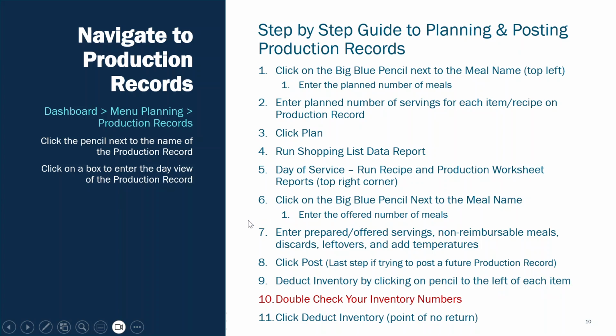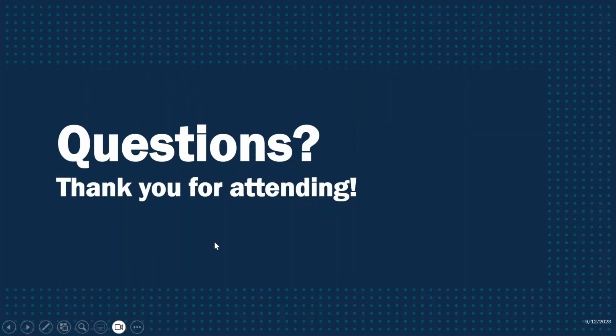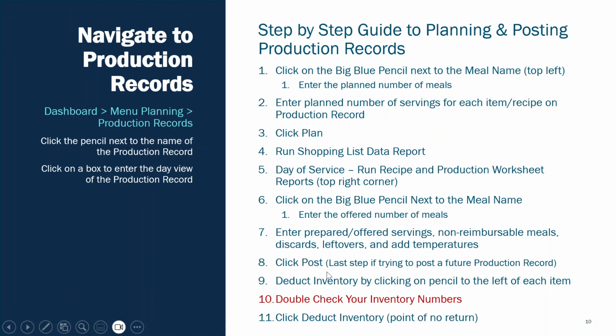Because you will be practicing on a future production record, you will not be able to go past step number 8. Step number 8 is where you would click Post. It will not allow you to post a future production record, and that's okay. You can go ahead and practice up to that point. You will not be able to practice deducting inventory, because once you click that deduct inventory button, you can no longer change or edit that production record. So go ahead and just practice up to the point where you would post that production record, just so that you can get an idea of how it's going to function.